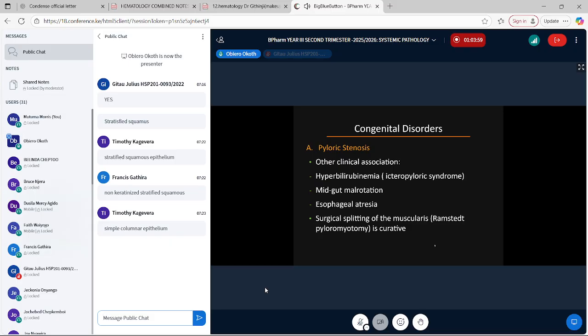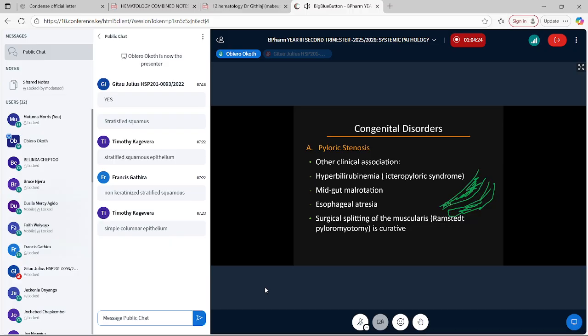And then normally the way you treat is you split the pylorus. You split the pylorus from outside, meaning you start from the serosa. Yes, this is the thickened wall. This is the mucosa. This is the thickened wall here. Yes, another one here. This is the thickened wall there.